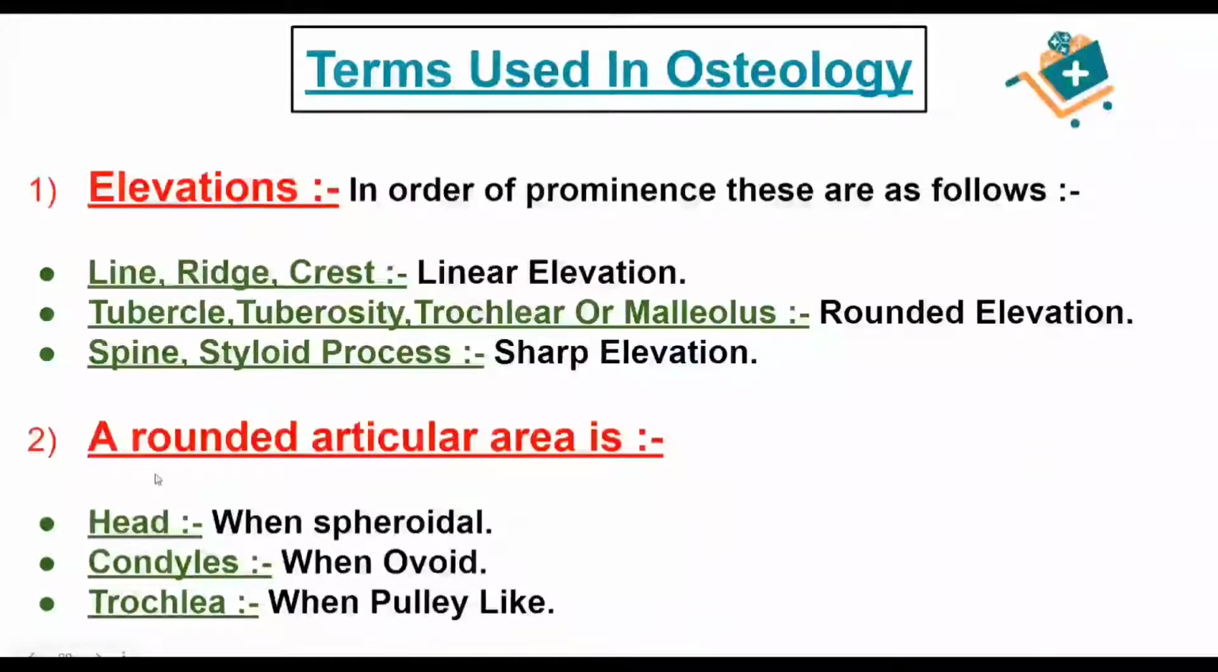Condyles are when it is oval shaped. Trochlea when it is pulley-like. So you will learn these terms mainly when you are studying bones, but for now just a rough idea. It's a rounded articular area, which will be called head when it is a perfect sphere, and condyles when it is oval shape. Okay, next slide.